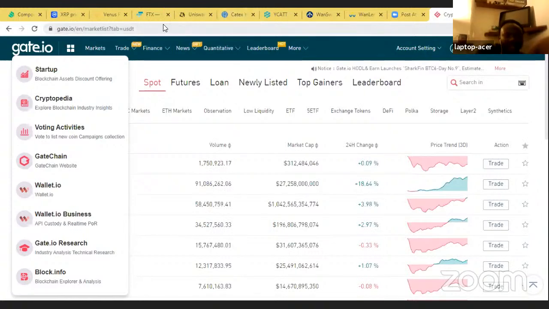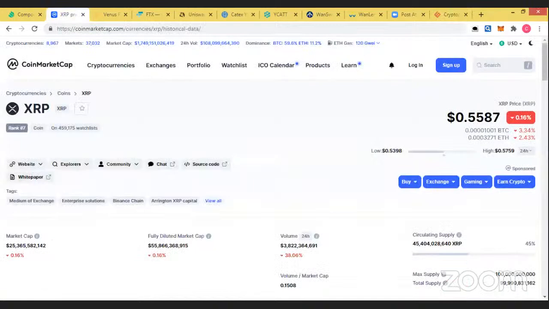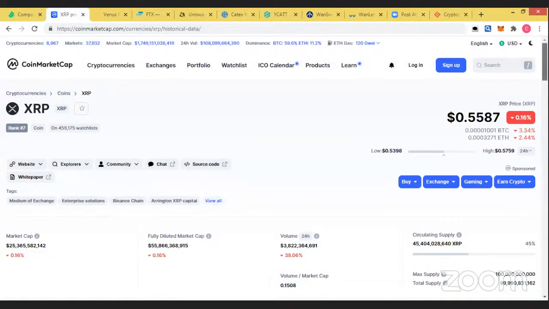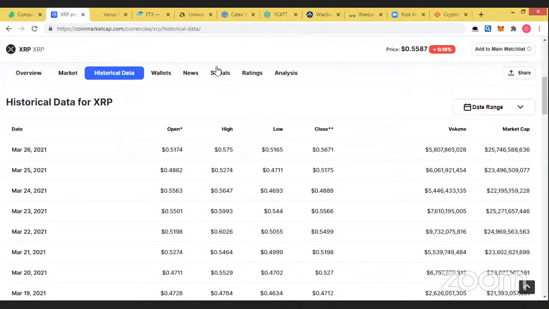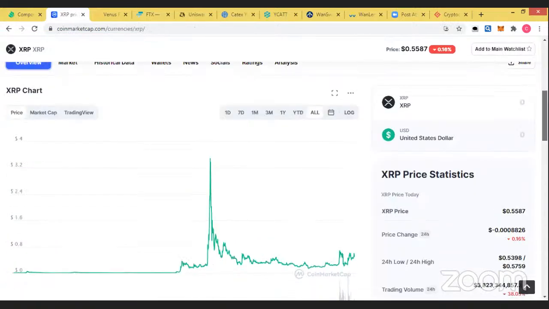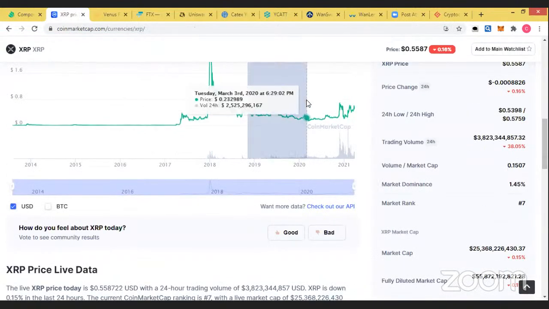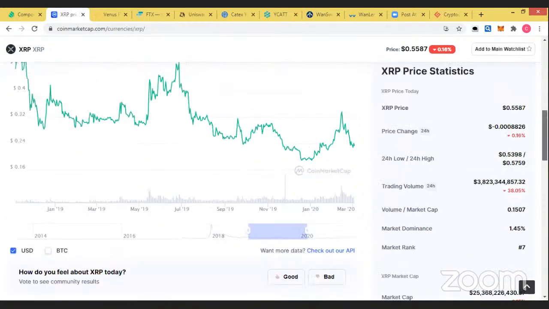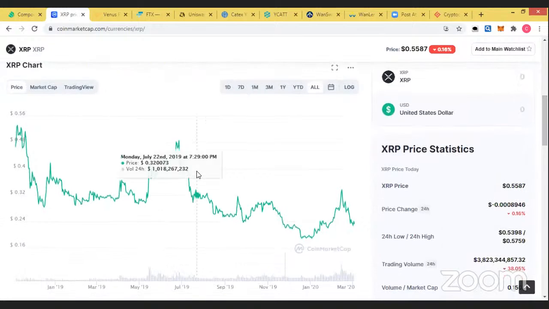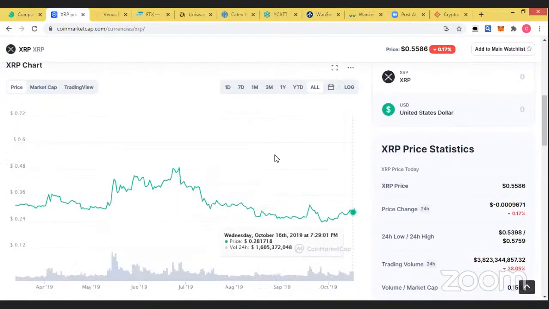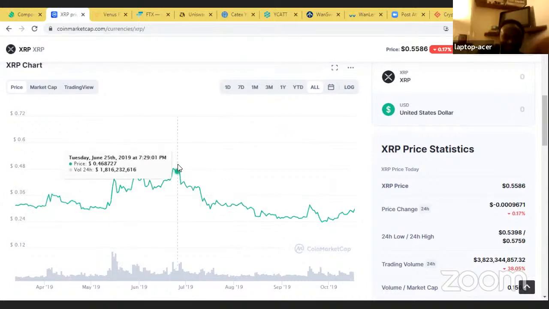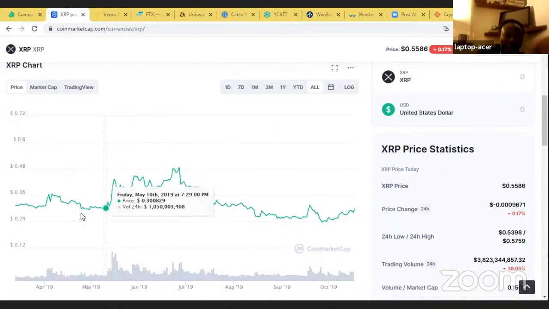I'll give a quick example. Let's say I need a chart somewhere. Sorry, remember I'm not a financial advisor. Whatever I'm saying here is based on my experience and what works for me.